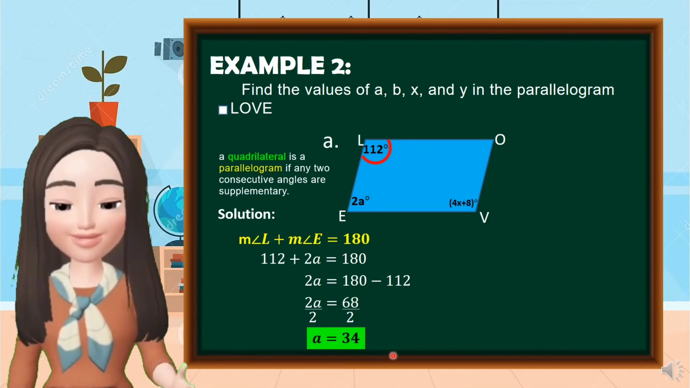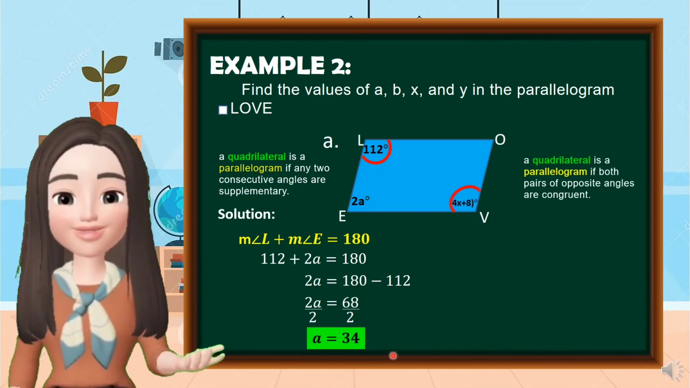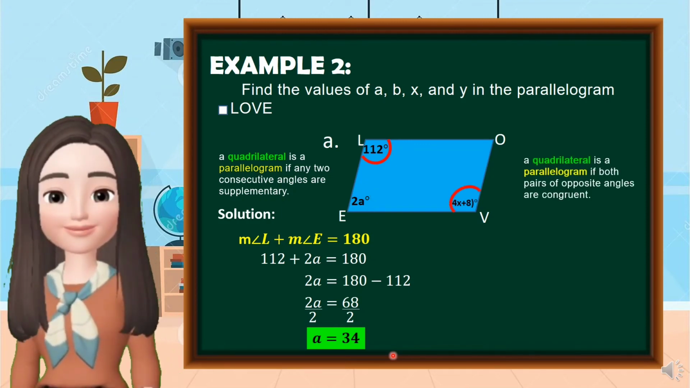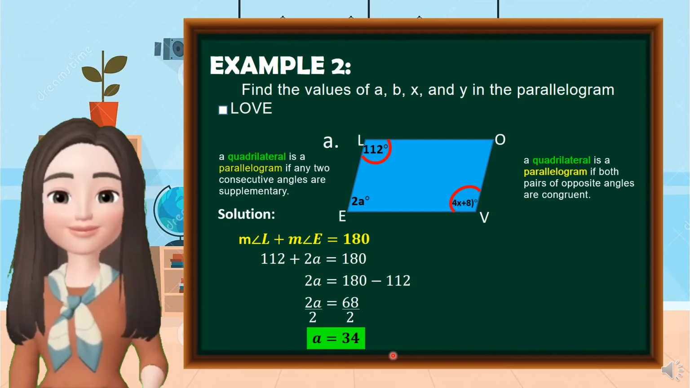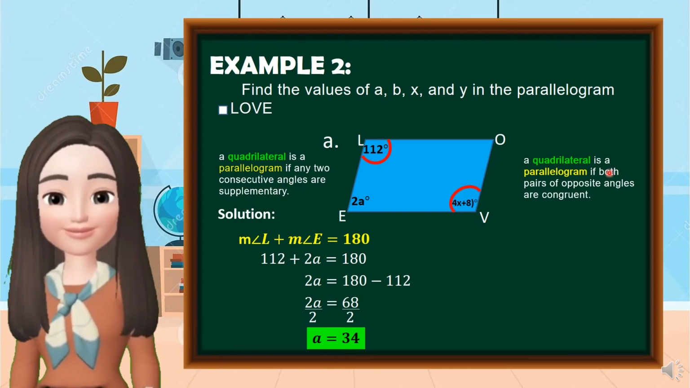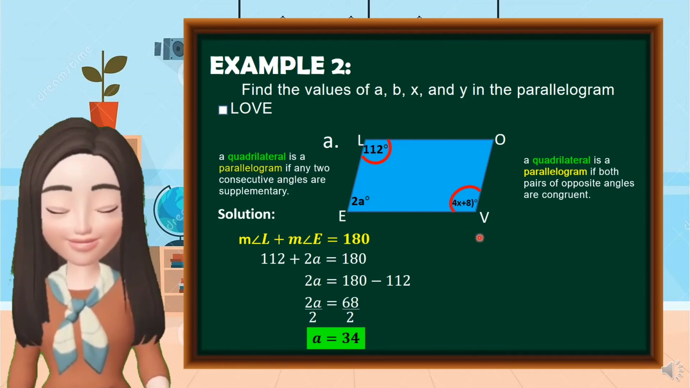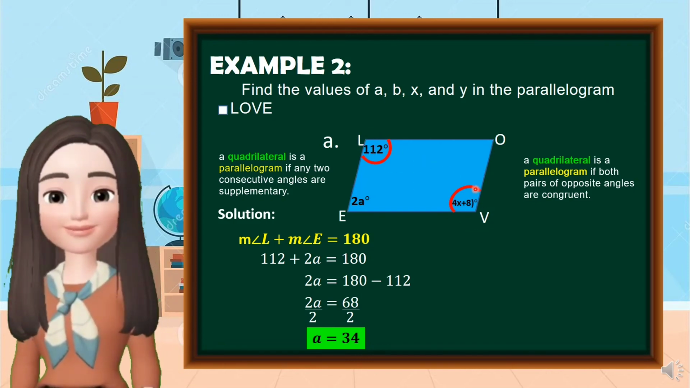Let us now solve for x. Okay? In solving for x, we know that a quadrilateral is a parallelogram if both pairs of opposite angles are congruent. Alam naman natin that they are congruent, di ba? Pares lang ang sukat ni angle L and angle V, and they are opposite angles. Opposite angles are congruent. So, ibig sabihin, we can form an equation through this property na measure ni angle L ay equal kay measure ni angle V.